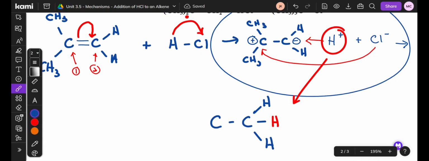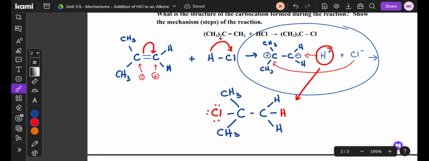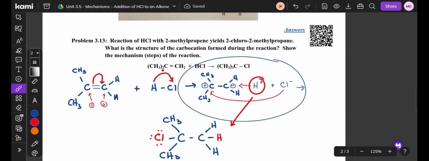And then, because I can, you can go straight up and down. And then we'll have our methane here, and then what am I going to put on that carbon? Chlorine. Very good. And then we're finished. Now, you don't have to necessarily show the lone pairs, but if you wanted to for that chlorine, there it is. And that is our product that we just formed. And that is our 2-chloro, 2-methyl propane.